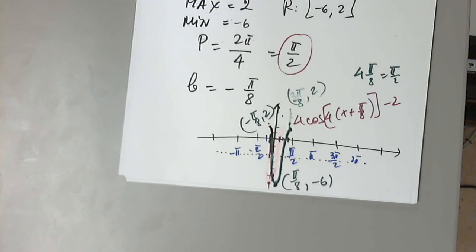Would that be possible? Yes, we found the exact x values because we know it's a left shift of pi over 8. So I know it's pi over 8, 1, and it's 3 pi over 8, 1, and I know that this has to be right in the middle. It's a symmetric graph. So right in the middle, this must be pi over 4, this must be pi over 4, and this is negative 6. So, okay.